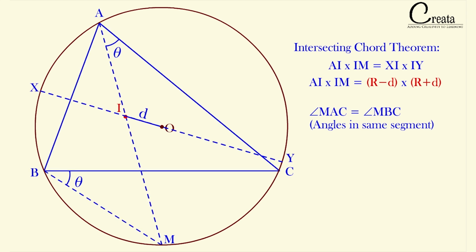Moving further, here I is the incenter. So can we say the line segment AI is the angle bisector? The incenter is the point of intersection of the three angle bisectors. So the line segment AI is the angle bisector, which means both of these angles will be equal to each other. So we got both of these angles as equal to angle theta. So in this figure, these three angles are equal to angle theta.